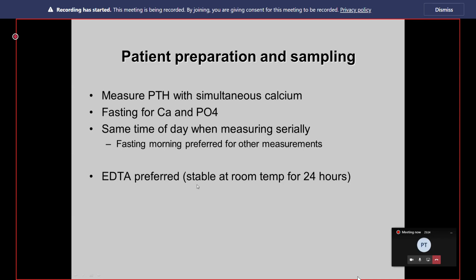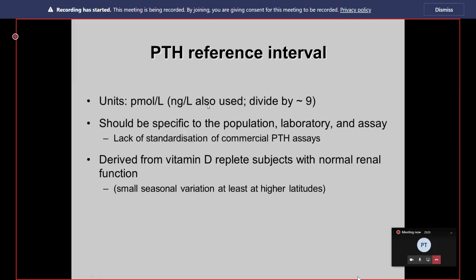I mentioned reference intervals. Reference intervals ideally should be established for each laboratory, for each population. Just a word about units. Most of the American journals refer to PTH in nanograms per liter, whereas most of the European journals refer to it in picomoles per liter, which is the SI unit that's preferred. And if you divide the nanograms per liter by 9, roughly by 9, you get the units in picomoles per liter.